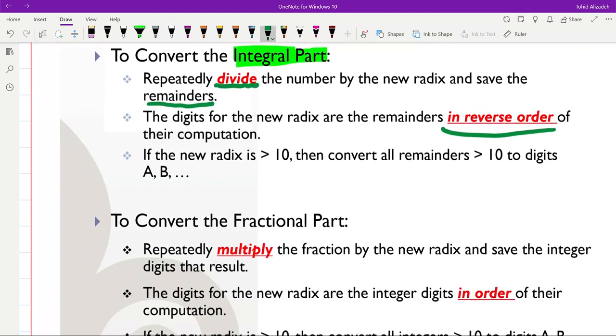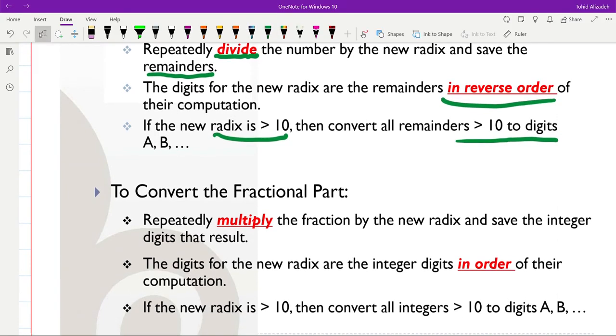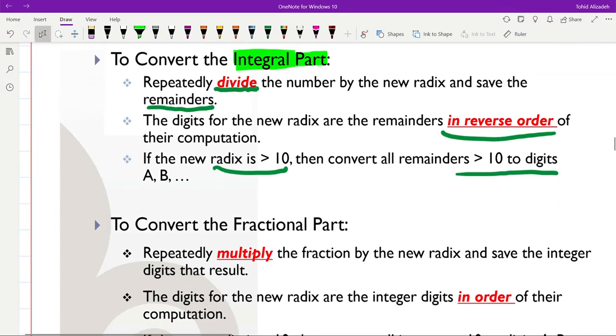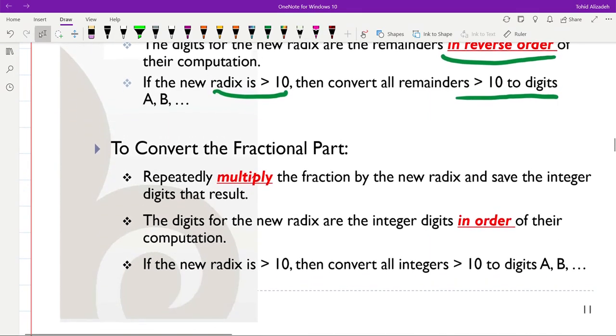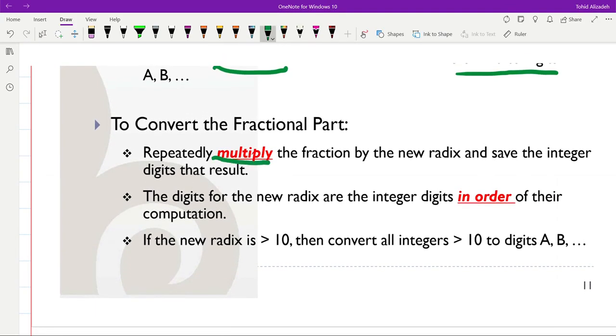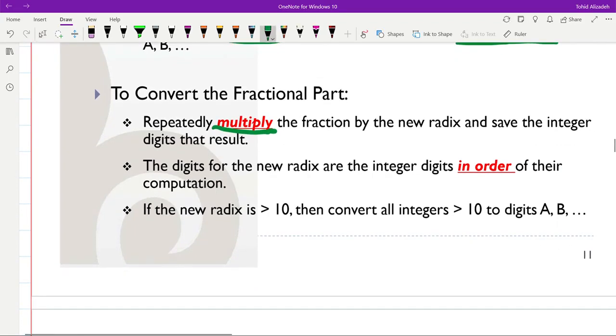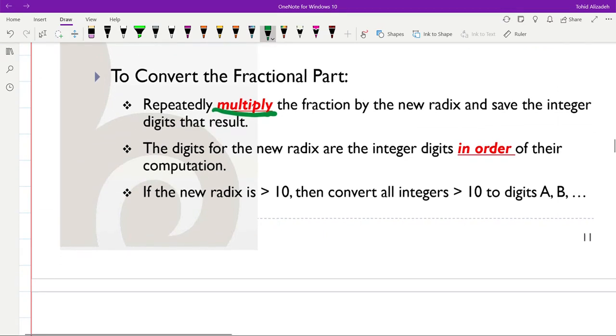If the new radix is bigger than 10, then we need to convert all the remainders bigger than 10 to digits, which are represented by A, B, C, and so on. We will see examples for converting into hexadecimal for this. In order to convert the fraction part, we need to repeatedly multiply the fraction by the new radix and then save the integer digits that we get as the result. The digits for the new radix are the integer digits in the order of their computation.